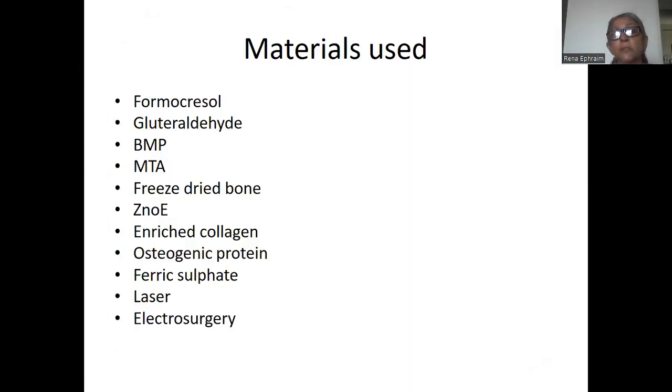Now, some of the materials that are used for pulpotomy are formocresol, glutaraldehyde, BMP, which is bone morphogenetic protein, mineral trioxide aggregate, freeze-dried bone, zinc oxide, enriched collagen, osteogenic protein, ferric sulfate, laser, and electrosurgery.